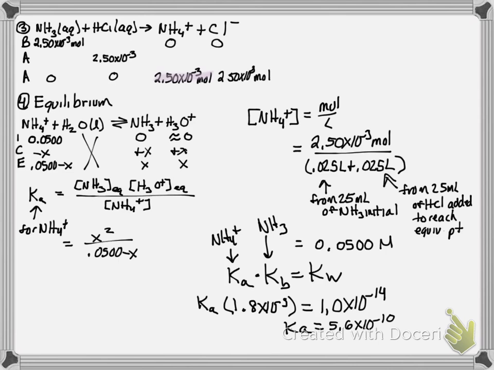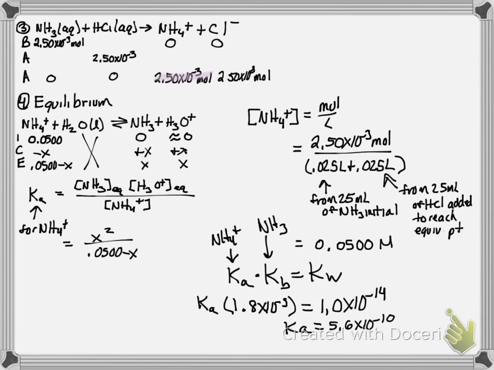And Kw for the autoionization of water, unless it's some other temperature or some other unique information, if it's just your normal 25 Celsius, is 1.0 times 10 to the negative 14. That means I can solve for Ka, and I get 5.6 times 10 to the negative 10. Check to make sure that makes sense. That is a very weak acid. That is definitely a weaker acid than NH3 is a weak base, right?